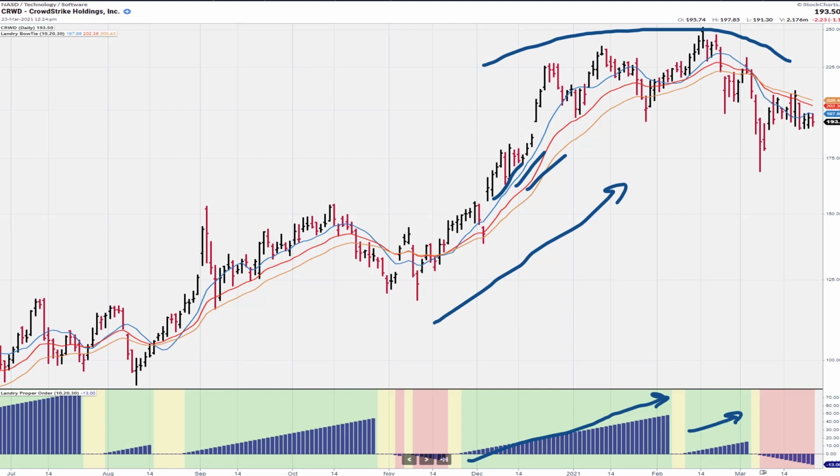And I'm going to show you a few more examples using this ACP indicator, Landry proper order. It's a great tool, but don't forget to look at the charts. And that's why I always look at a blank chart first before I put on any indicators. And the only indicators I put on are moving averages. You can see kind of that 3 drives to a high thing. Don't get too caught up in that. Do pay attention to the net movement.